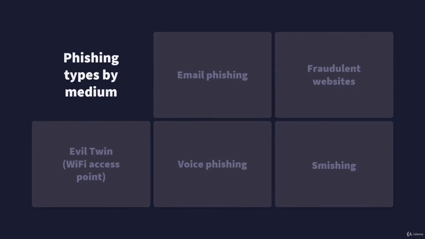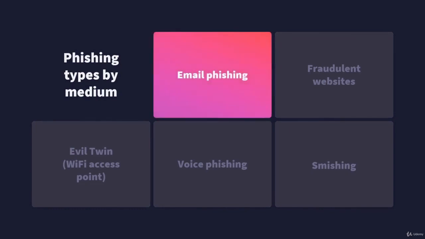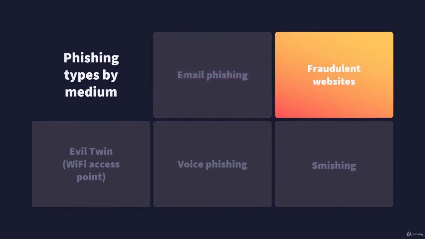We've seen phishing types grouped by technique. Now let's have a look at different phishing types grouped by the medium used. First, the most common type of phishing is email phishing. You probably receive phishing emails almost every day. Another popular way is using fraudulent websites. Those websites try to trick their users into giving confidential information.